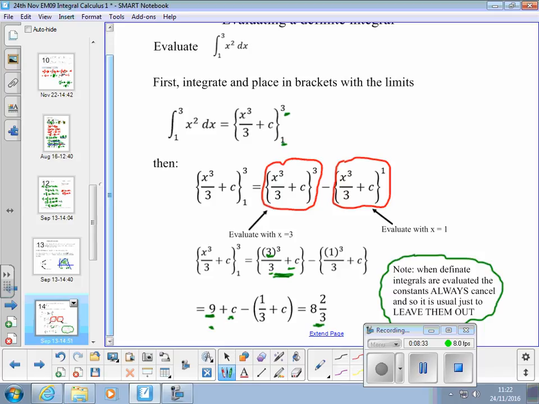So in actual fact, now we know that the constants will always disappear, we don't even need to write them in at this stage. Don't bother to write the constants in, leave them out because they cancel out anyway. Okay? And I'll put that note on there. Note, when definite integrals are evaluated, the constants always cancel, and so it's usual just to leave them out. You mustn't leave them out of indefinite integrals, but you can leave them out when you're evaluating definite integrals.